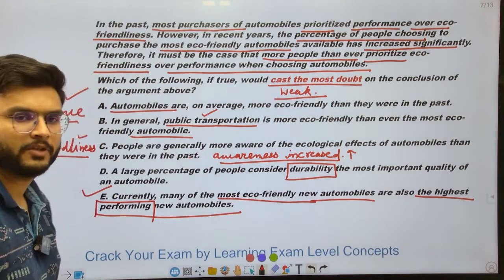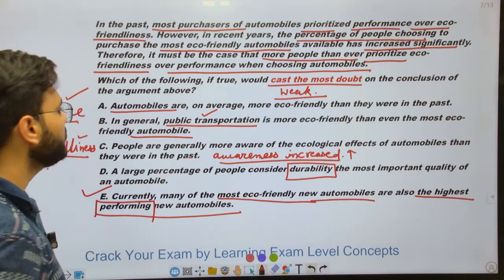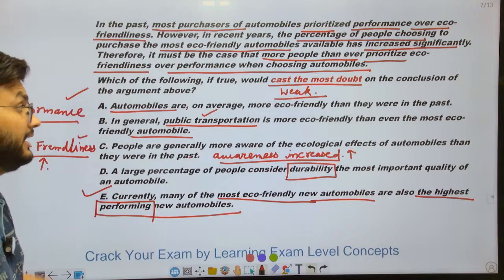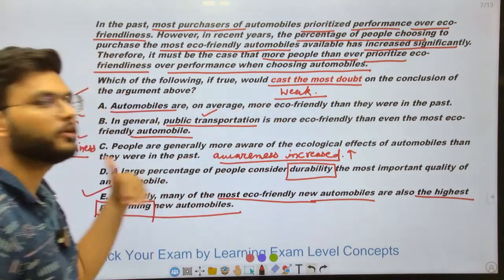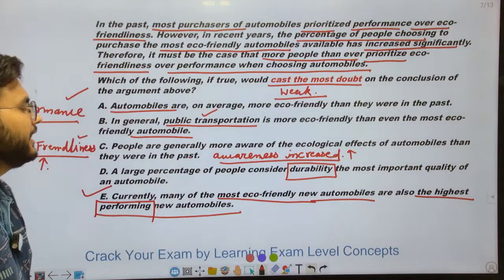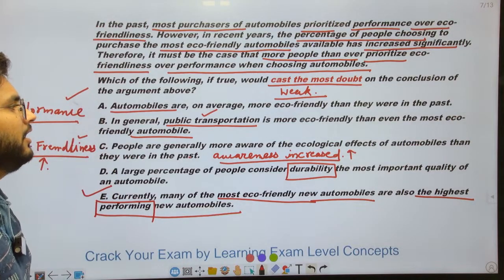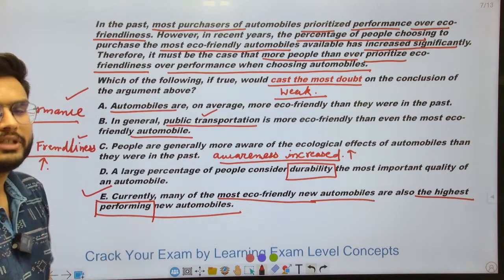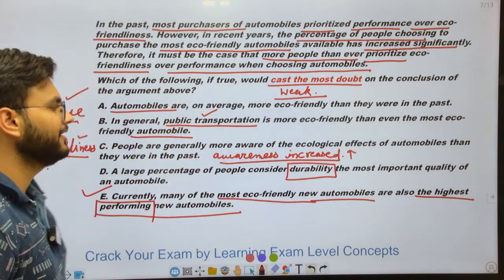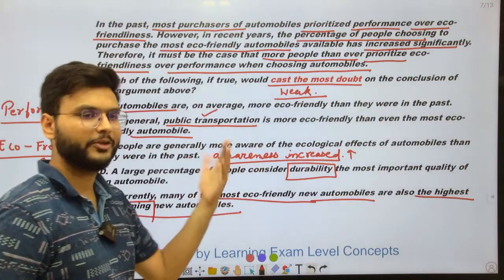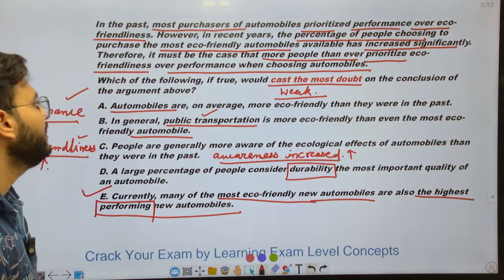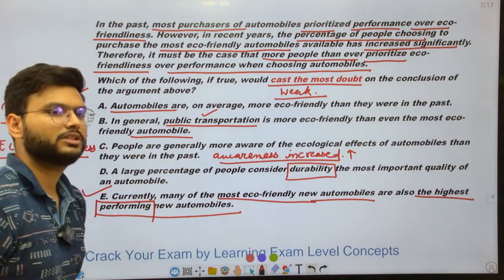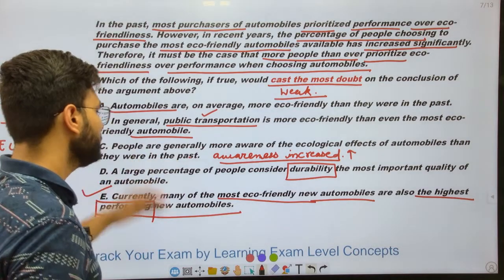Option number E. So you can see you have 5 choices and only one choice, option E, weakens the argument, casts doubt on the argument structure. On the other hand, the other option choices are talking about something else. One talks about public transportation, which was not included. Another was the factor of durability, which was not included. Another was based on a comparison from past and present. Those do not weaken the argument. So we have only one choice.